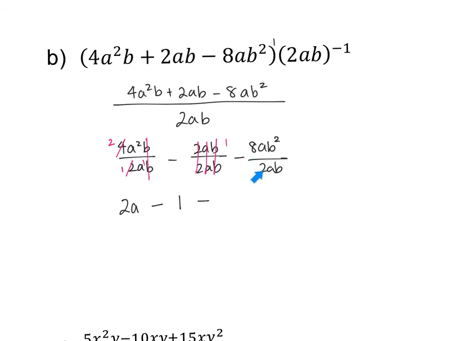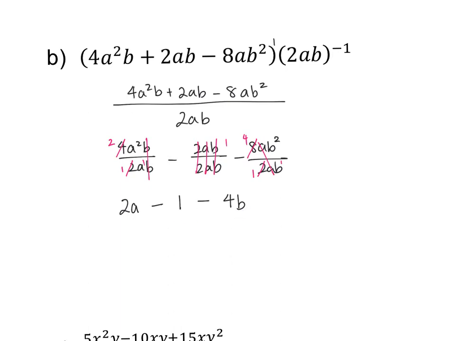And then 8 and 2 both divide by 2. So 2 goes into 8 4 times, 2 goes into 2 1 time. The a's cancel here, so I would have a 4. A's cancel, and then b is squared on top, and b is to the first power on the bottom. So this ends up being b, 4b. And from here, I can't combine anything because they're not like terms, so I can leave my answer like this.